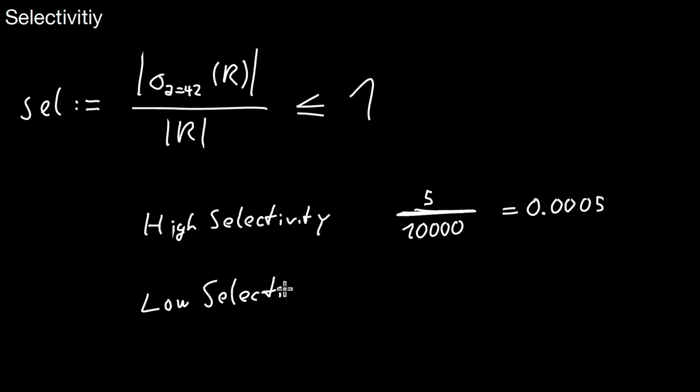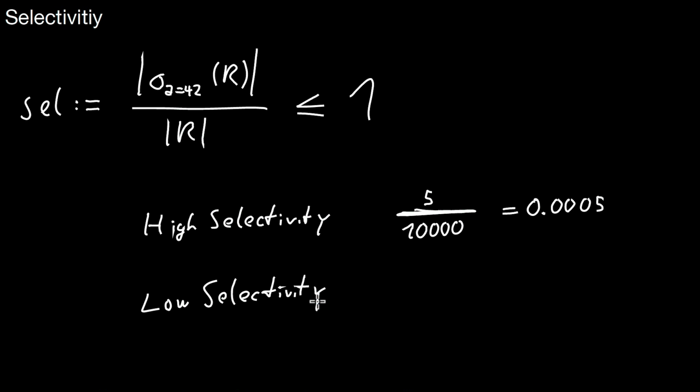In contrast, low selectivity. Now let's go back to that example we had here. Here many, many tuples qualify. I don't know how many tuples this actually is, but let's assume it's whatever. Let's say 1,000. So we have low selectivity. 1,000 tuples qualify divided by 10,000 again, which is 0.1. Yeah, and this is counterintuitive because here high selectivity doesn't imply it's a big number.